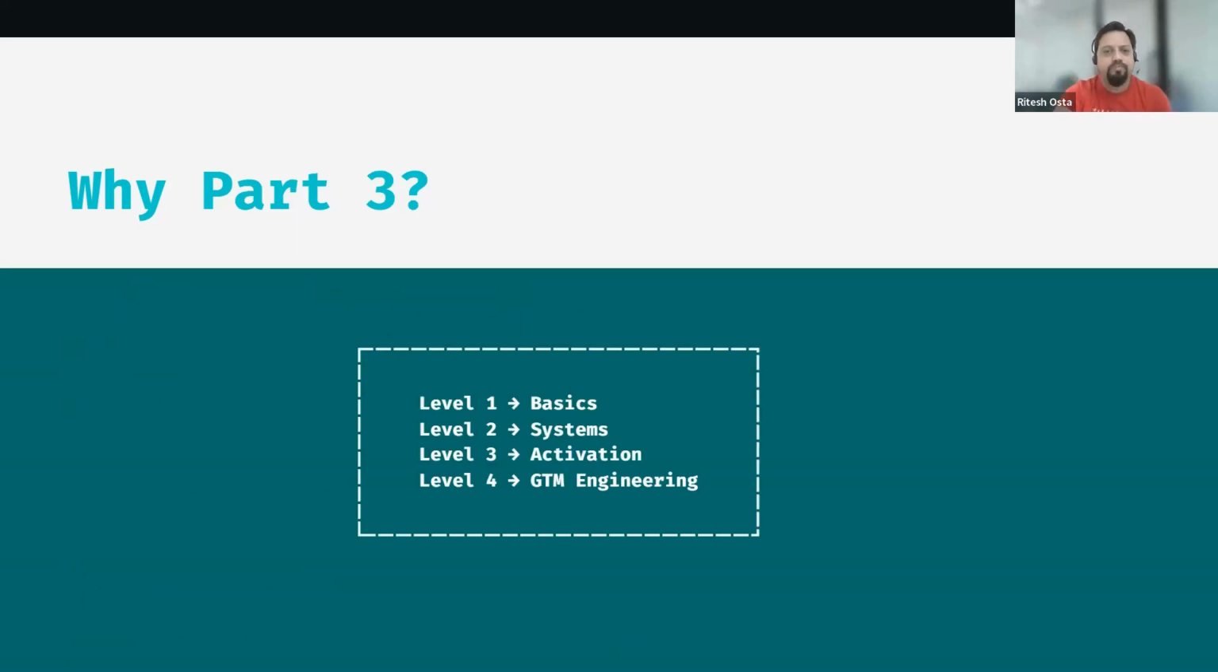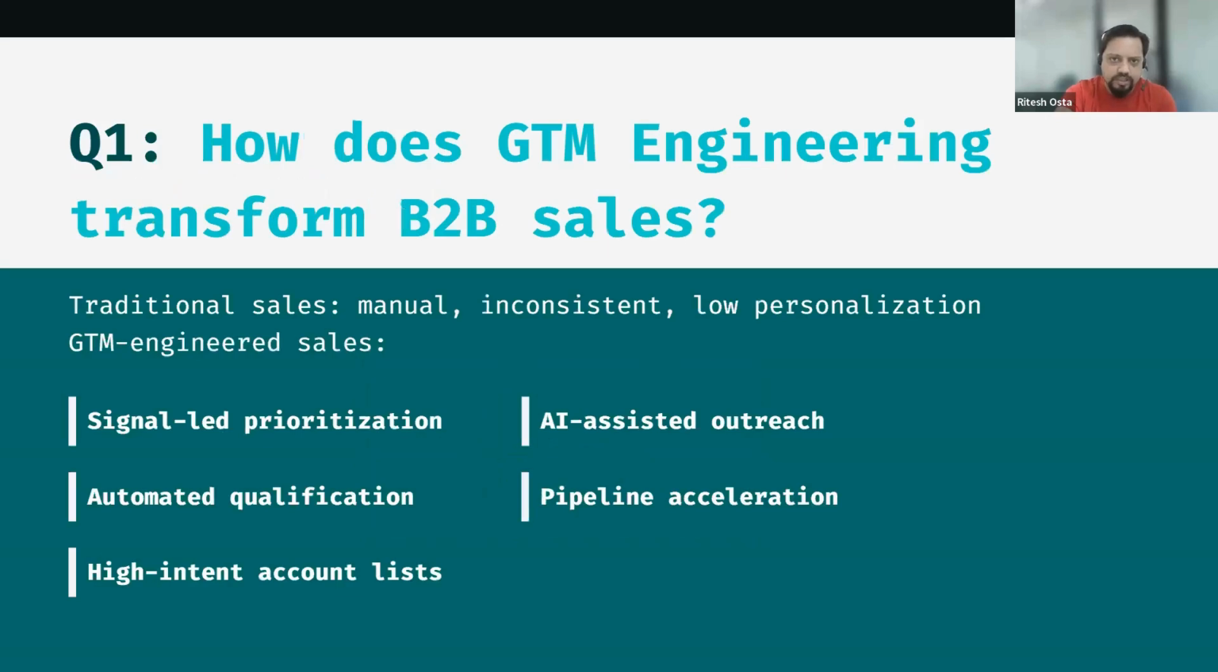Okay. So there are 4 levels when it comes to questions for GTM engineering: the basics, the system, the activation, and the whole GTM engineering as a whole. So we have covered basics a lot. Okay. We are covering systems. We will cover activation, and then this basically covers the whole GTM engineering as a subject, right? So now with that, let me just quickly jump on to our first question for part 3. How does GTM engineering transform B2B sales?